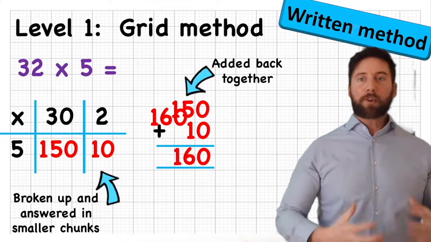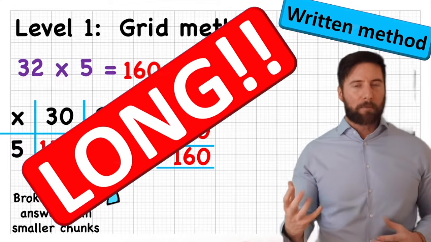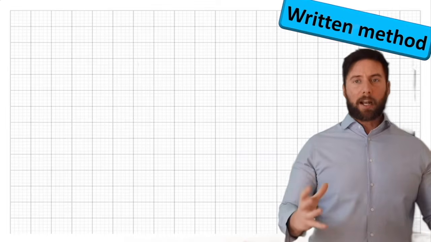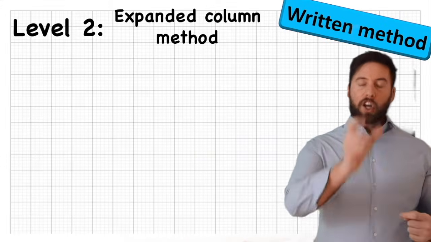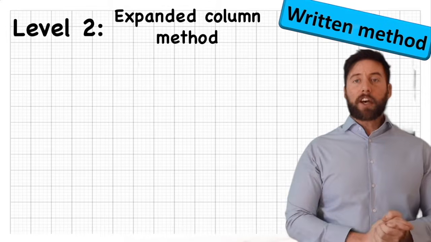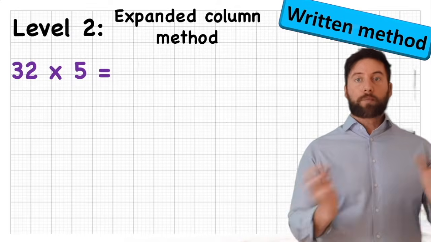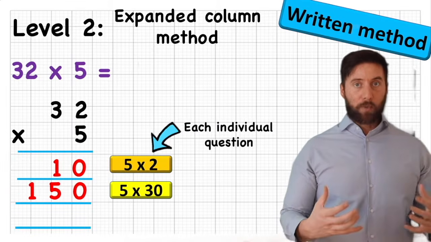Okay, so that was the start, but it was a bit long. We realised that when we got into bigger numbers, it got a bit long and a little bit laborious. So then we moved into formal written method, which is our columns. Okay, but we looked at first at expanded method, which was a bit like grid method, but looking at it in the formal written method.